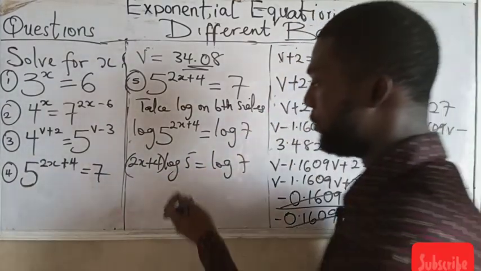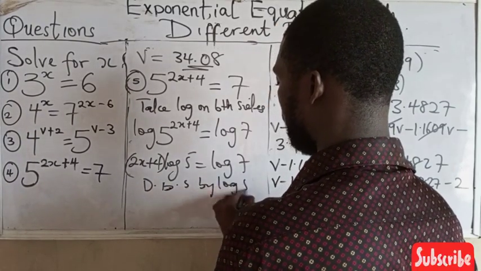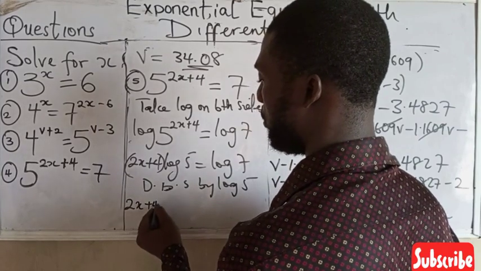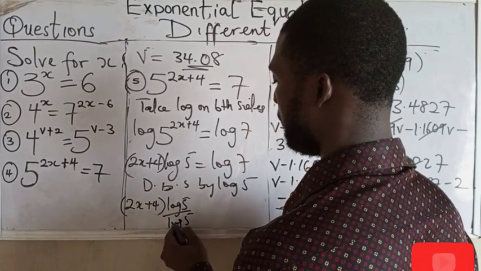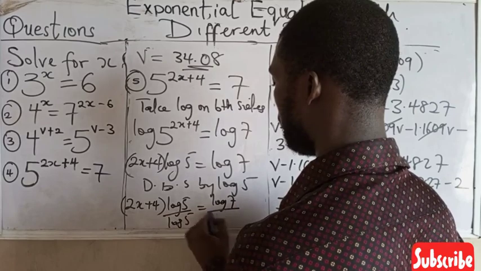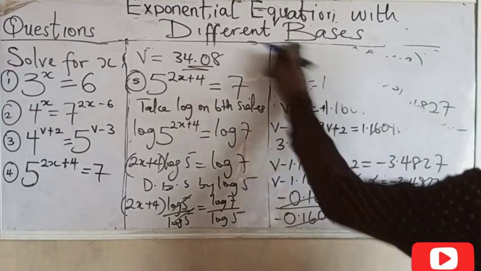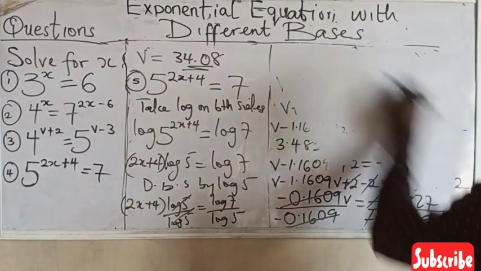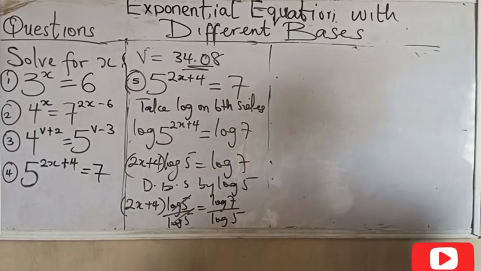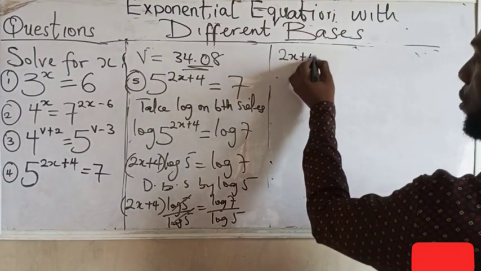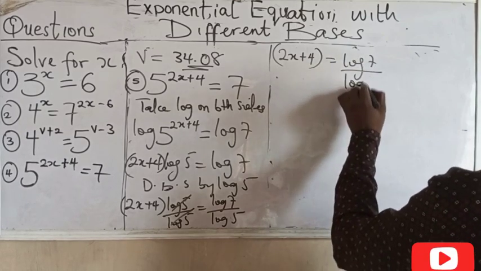Then the next thing we have to do is to divide both sides by log 5. So we have 2x plus 4 log 5 over log 5 equals log 7 over log 5. So it cancels, and from here we have 2x plus 4 equals log 7 over log 5.